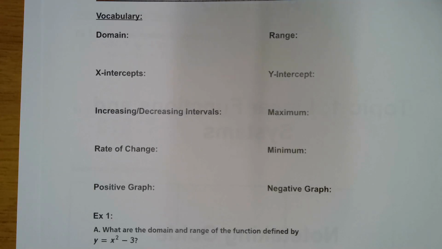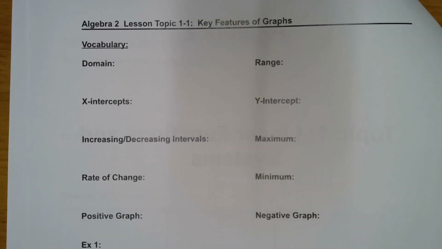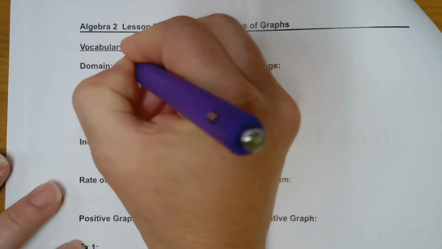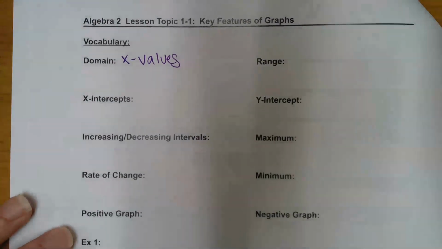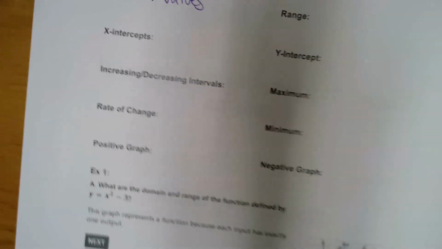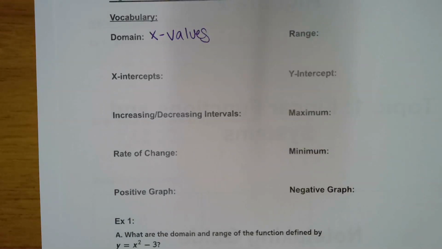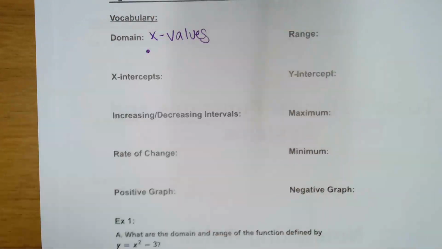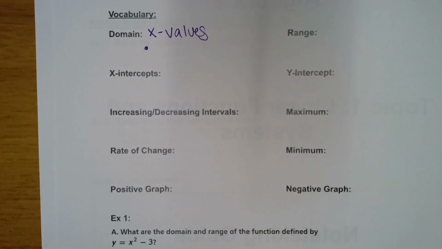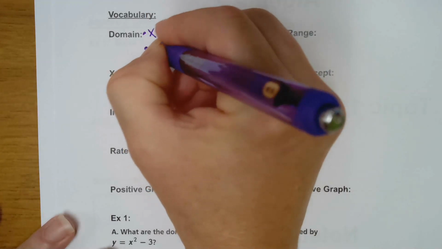Here we go. All right, domain. So on a graph from Algebra 1, what's the domain? The domain is the x values on a graph. So another name for x values when we have equations is we call them the input values.